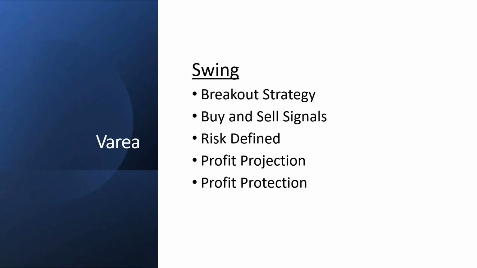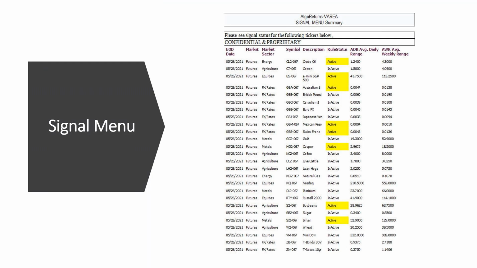So, the first system I want to introduce to you in the VAREA family is called Swing. It is a breakout strategy. It's meant to capture something close to an average day range, to maybe even an average week range. We have both buy and sell signals at the same time, simultaneously. We do define risk in the premium package, and profit projections and protections, trade management tools, if you will. So let me just give you a little example.